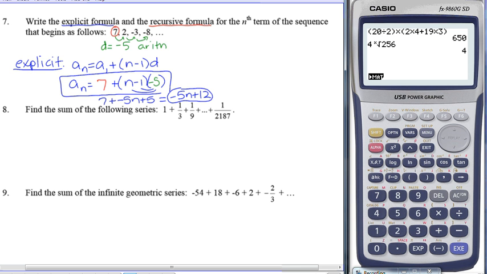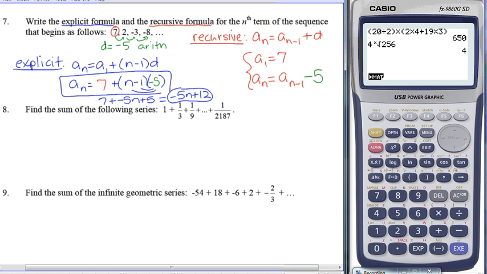All right, to write a recursive formula, on our sheet they tell us a sub n is a sub n minus 1 plus d. Now we remember when we write a recursive formula, we always have to start out and tell the first term. The first term was 7. I can tell that from my pattern. Then I'm plugging in, and to get the nth term, I'm going to take a sub n minus 1, which is the term before that, and what am I going to do? I'm going to subtract 5 from it.